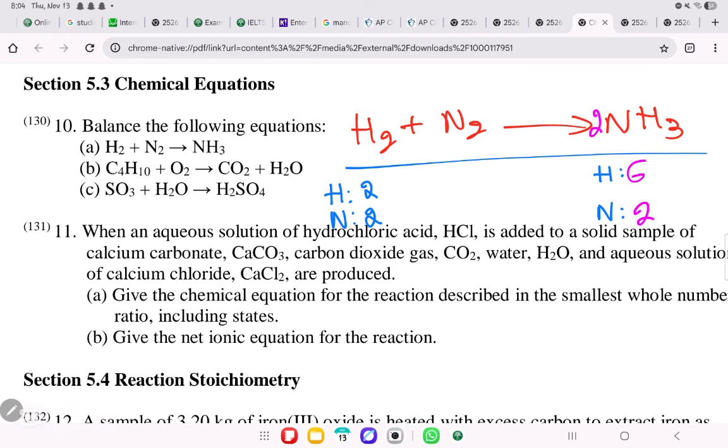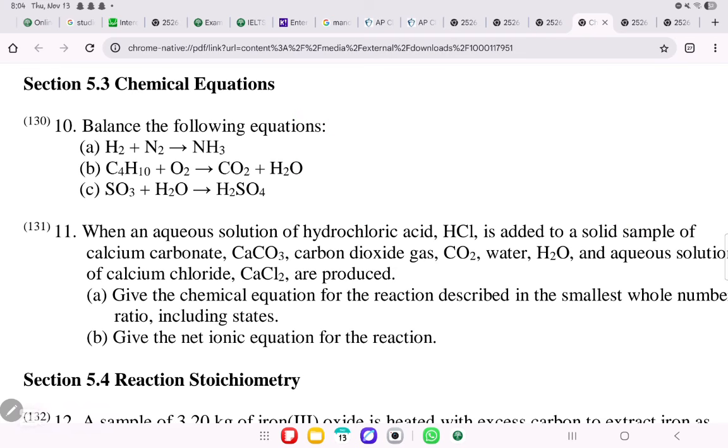That means the only thing I need to change now is this. So I can put a 3 over here and I will have what? I will have 6 hydrogen. So 6 hydrogen, 6 hydrogen, 2 nitrogen, 2 nitrogen. It's balanced. So this is my balanced equation. We're going to do the same exact thing for C4H10 plus O2 gives me CO2 plus H2O.